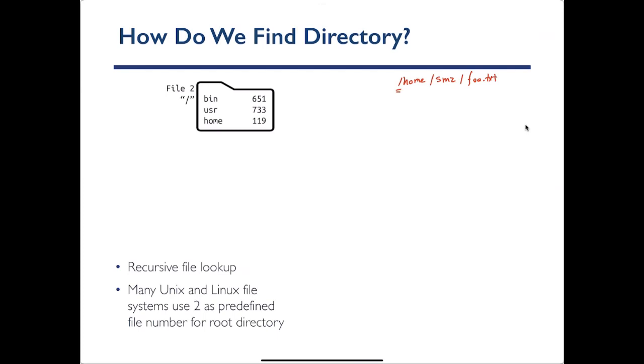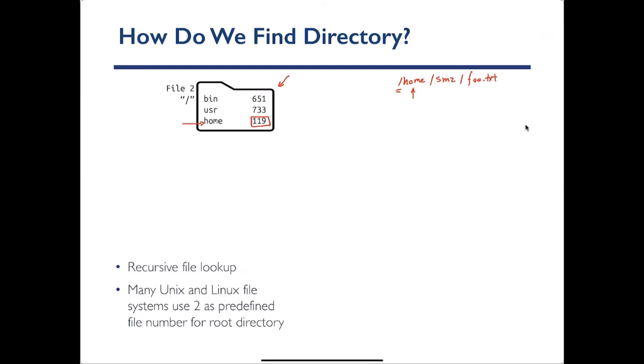The first thing we're going to do is to open the file corresponding to the root directory. So let's say we open this file. Now this file corresponds to the root directory, and it's going to show us any subdirectory in the root directory. Now, which one are we interested in? We're looking for home. So we search through this file to find the record home, and by finding the record home, we'll find the file number for home.